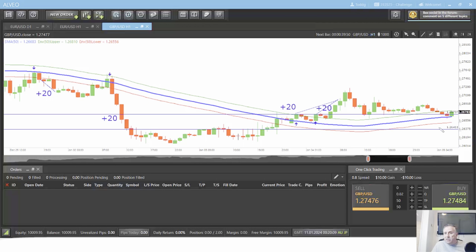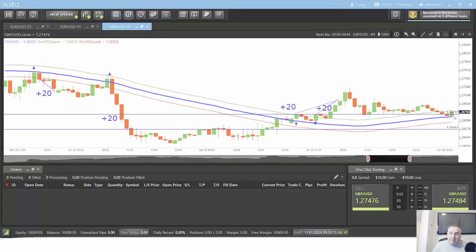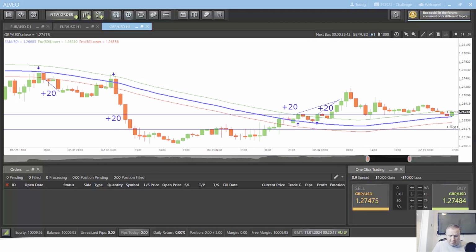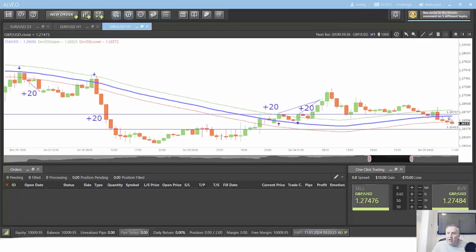And in this case, we didn't close above this line to go in. So it came down, looked like it was going to bounce, but it didn't close up above it. And we started to move down. And now we're coming down from here. Here we closed outside of this channel.